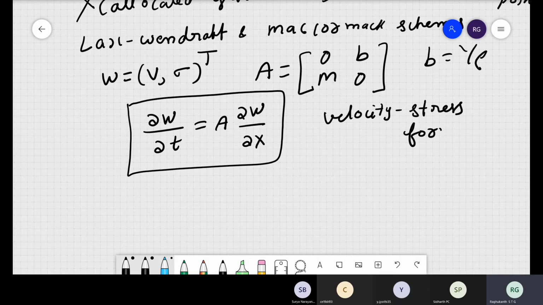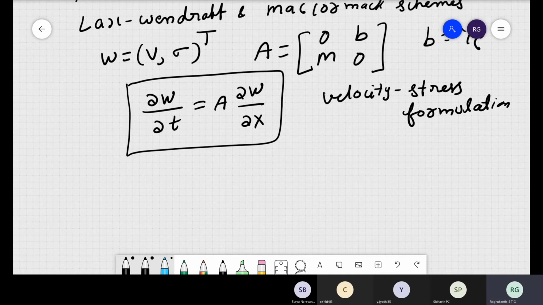Now what type of grid are you going to get? On the right hand side, what do you have? W. On the left hand side, what do you have? W only. One is a time derivative, another is a space derivative. So right hand side and left hand side, both the quantities are W only. So automatically you will get a collocated grid actually. There is no staggering here.